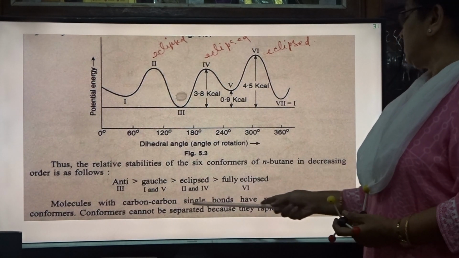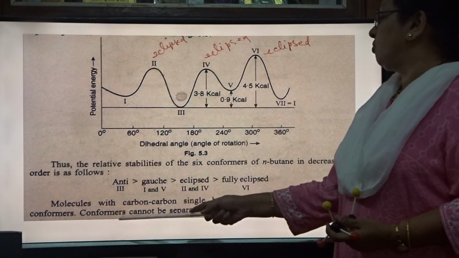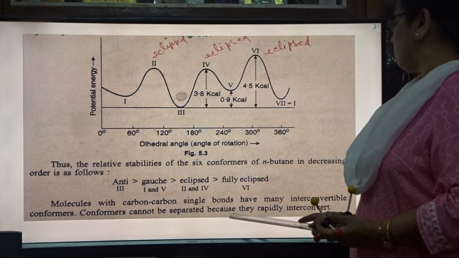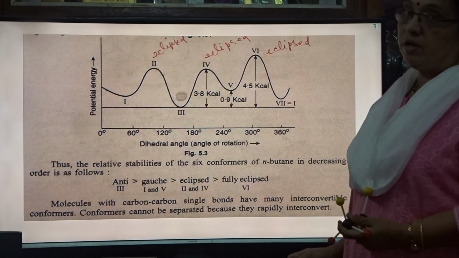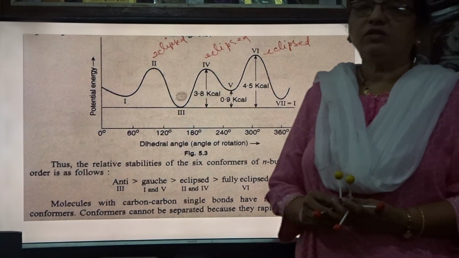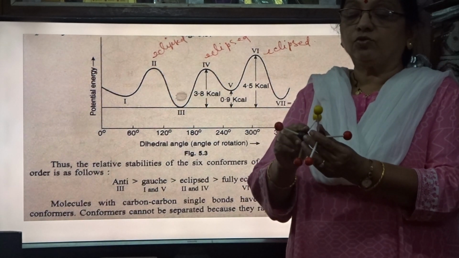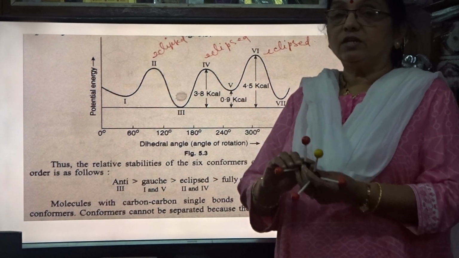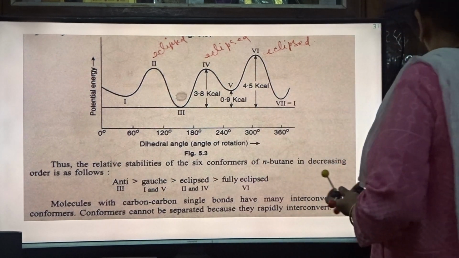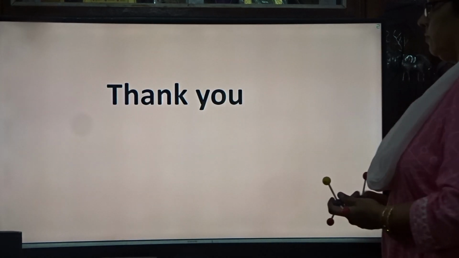Molecules with carbon-carbon single bonds have many interconvertible conformers. Conformers cannot be separated because they are rapidly interconvertible. So it goes on converting, and it cannot be separated. Thank you.